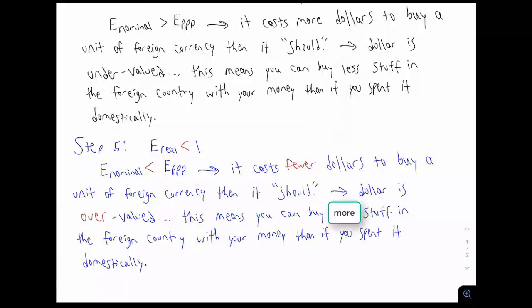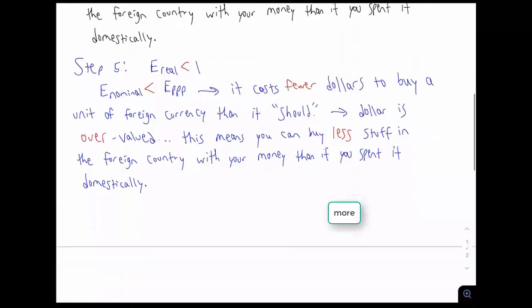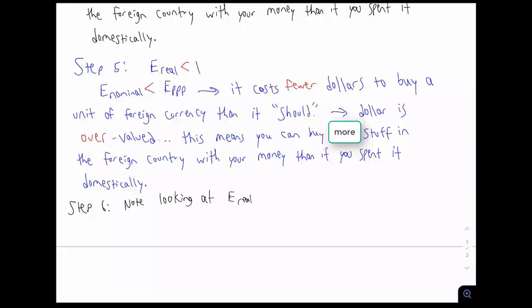And then I want to go to step six. I just have a note that looking at the real exchange rate is just a shortcut for comparing the nominal exchange rate to the purchasing power parity exchange rate.